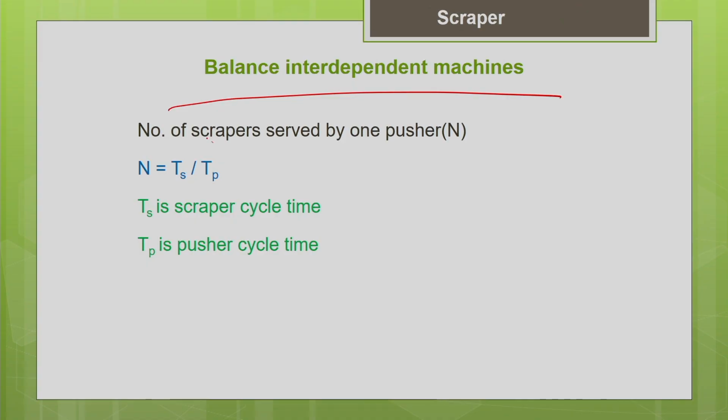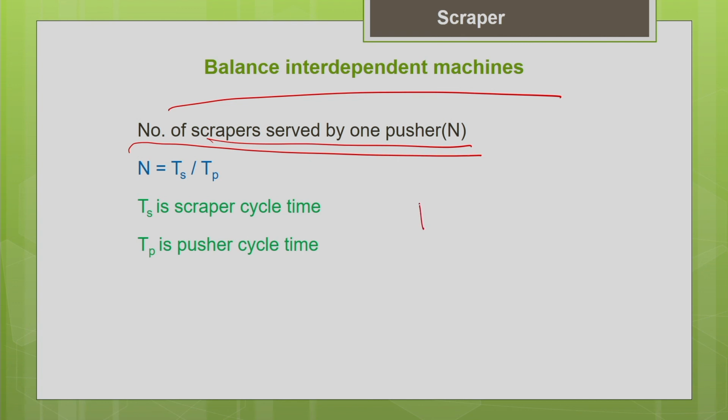So how to find the number of scrapers which can be served by one pusher? As I told you, pusher cycle time is less. It is assisting the scraper only during the loading phase of the scraper, okay. So one pusher can serve even 4 to 5 scrapers. So now how to determine the number of scrapers served by one pusher?